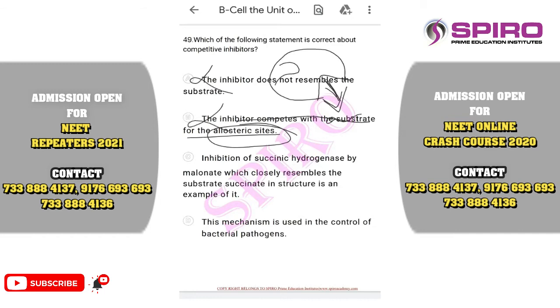The inhibition of succinic acid dehydrogenase by malonate, which closely resembles the substrate succinic acid in structure, is an example of it. This, students, is also an incorrect statement, because it is succinic acid dehydrogenase, not a hydrogenase enzyme. This mechanism is used to control bacterial pathogens. Yes, so this is the correct statement here. The first three statements are incorrect.